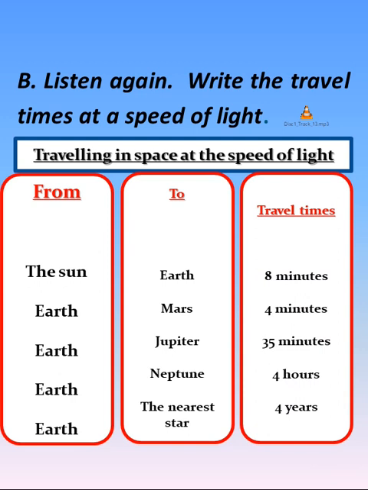From Sun to Earth, it will take 8 minutes. From Earth to Mars, it will take 4 minutes if we travel in space at a speed of light. From Earth to Jupiter, it will take 35 minutes. From Earth to Neptune, it will take 4 hours. From Earth to the nearest star, it will take 4 years if we travel in space at a speed of light.